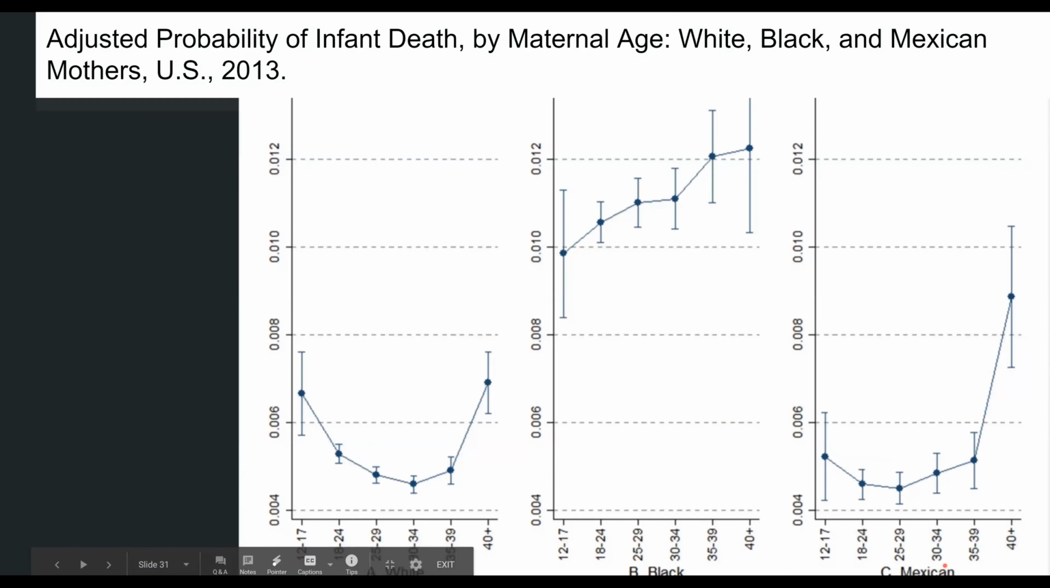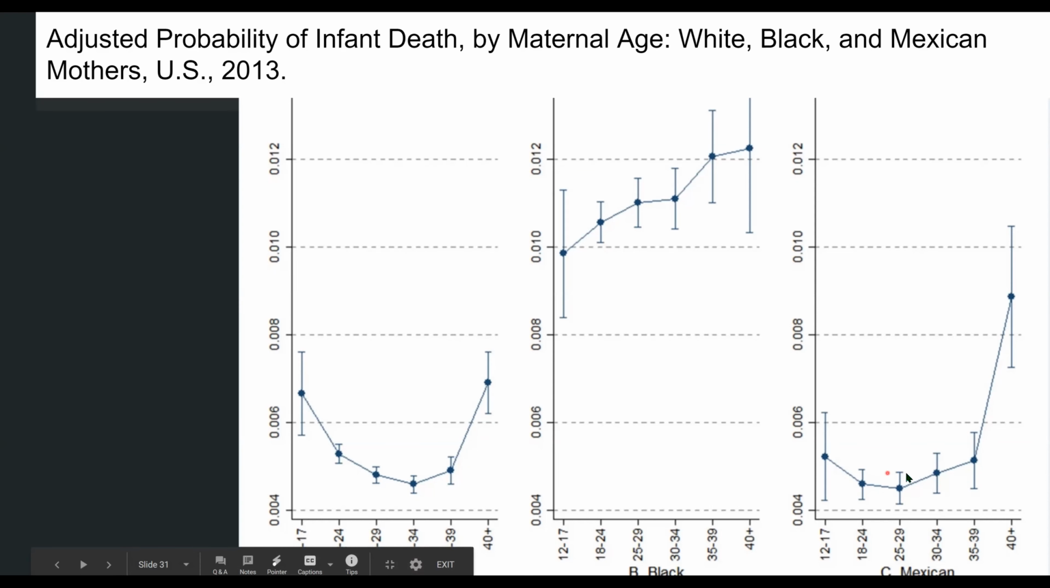And we see that whenever we look at infant mortality rates. So this study is dividing white, Black, and Mexican mothers. And you can see that what makes sense is when you're really young, when you're a teenager and you have a baby, the rates of infant death are higher. And then as you get older, they drop. And then as you get to the other end, they go back up. And you see that for white mothers. And you see that for Mexican mothers.